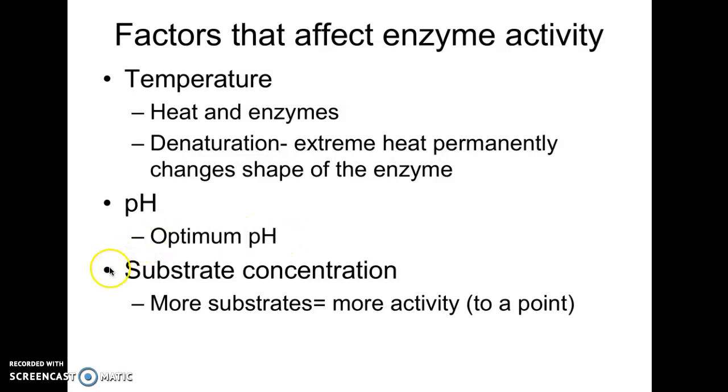Now, substrate concentration basically means if there is more substrate around, obviously there's more activity, right? Because the enzymes are not changing, they're staying the same, they are available for new substrate. So if the substrate is very high, we can turn over new products often. But again, there's a point that we can do that at because it does depend on how many enzymes are around.